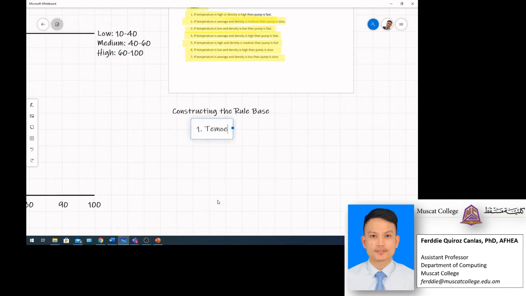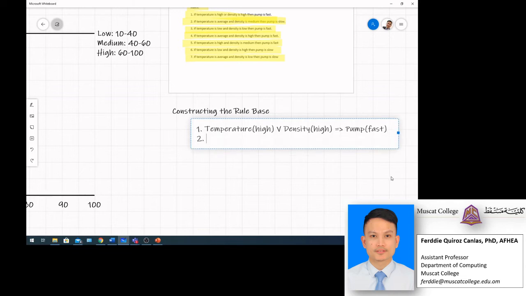Temperature, close parenthesis, high. Then we have or, right? So we have or here. Another one is density, which is high. And then we have this, which is, which one? Pump is fast. This is how we construct the rule base. How about the second one?